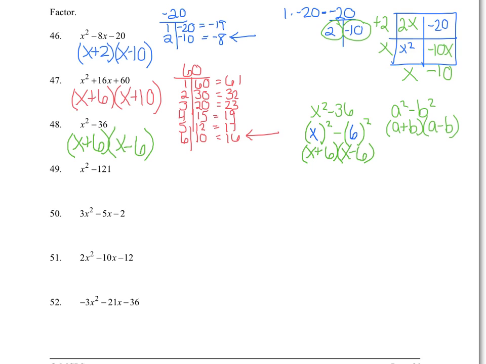My next one is x squared minus 121. Same thing. What squares to give me x squared? What squares to give me 121? Well, x squares to give me x squared, and 11 squared gives me 121. So this factors into x plus 11 times x minus 11, and that is my answer.